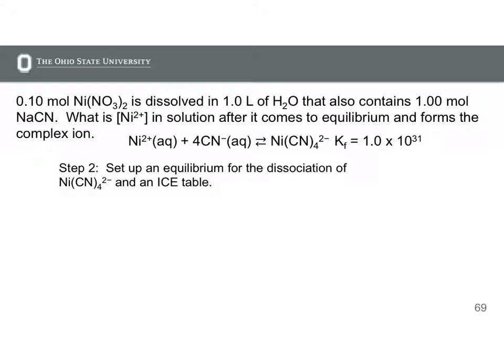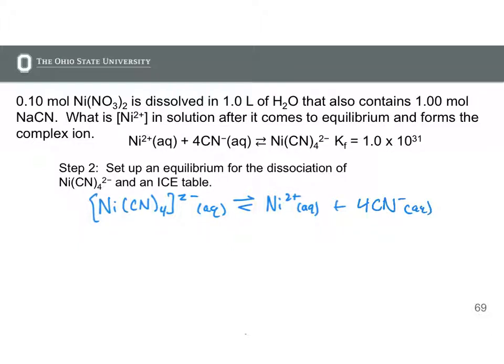So now we're going to use the equilibrium for the dissociation of the nickel complex. So we'll have Ni(CN)4 2 minus, aqueous, in equilibrium with nickel 2 plus, plus 4 CN minus. And now we're going to use an ICE table. So we're going to have initial concentrations of the complex, that's the 0.1 moles per liter. Again, we're using molarity here. 0 moles per liter of the nickel ion, and 0.6 moles per liter of CN minus.